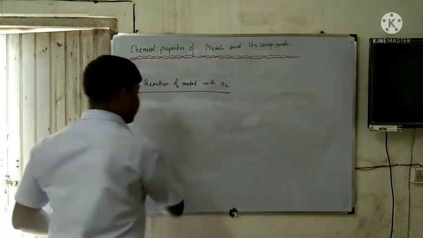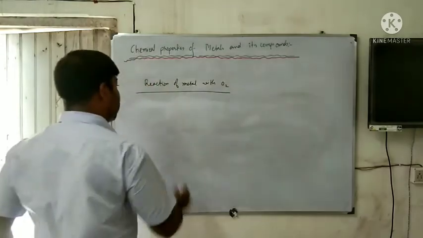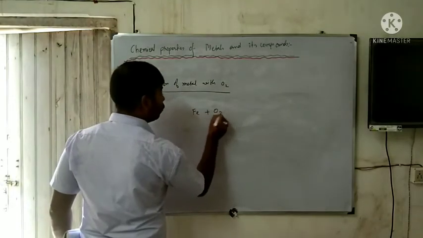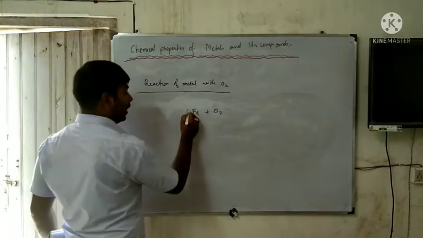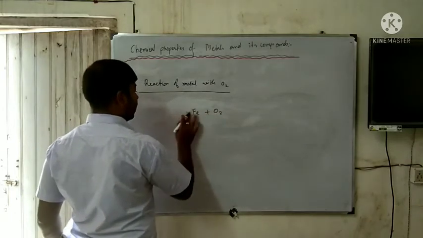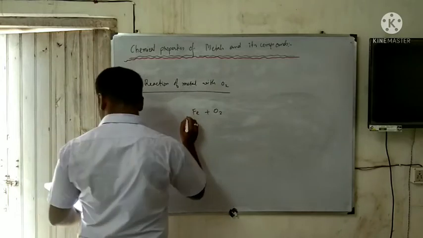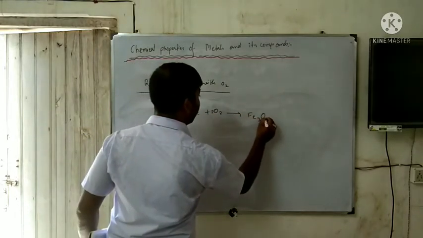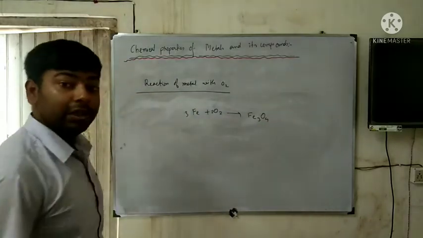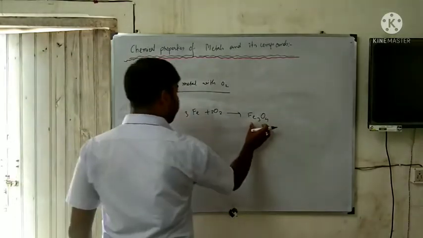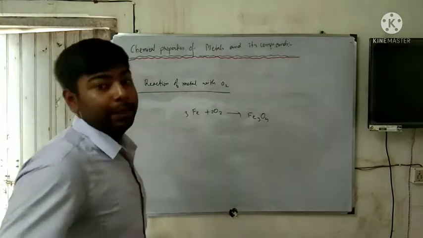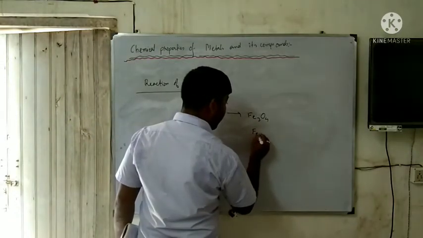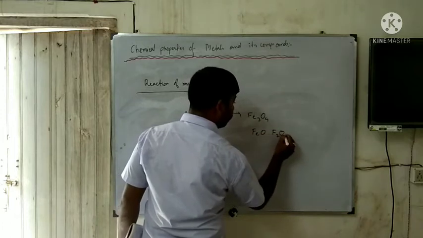Similarly, iron is of a somewhat different nature. Iron Fe plus O2 gives Fe3O4. This Fe3O4 has an exceptional, unique behavior. It is a combination of FeO and Fe2O3.